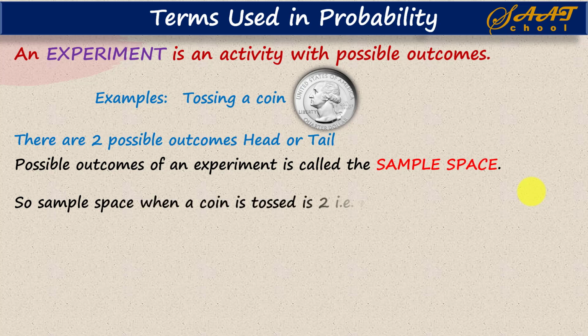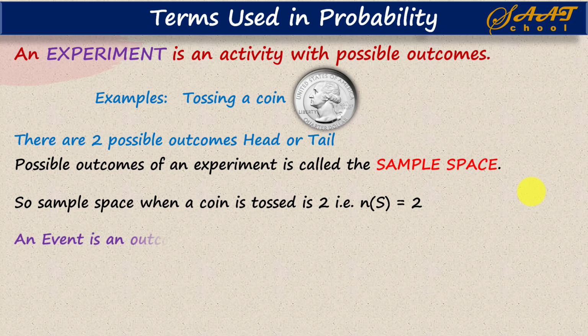The sample space is symbolically written as n(S). Now when a coin is tossed, n(S) is equal to 2. So the sample space when a coin is tossed is 2, and that is written as n(S) equals 2.